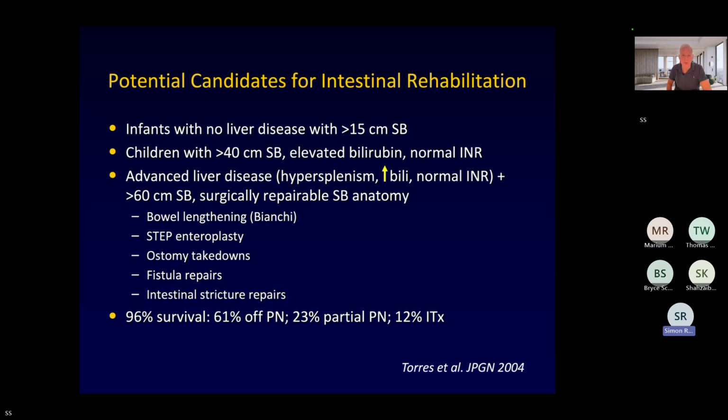I'm sorry, Dr. Schwarz. Just in answer to your question, did the fellows know how to get a citrulline level?